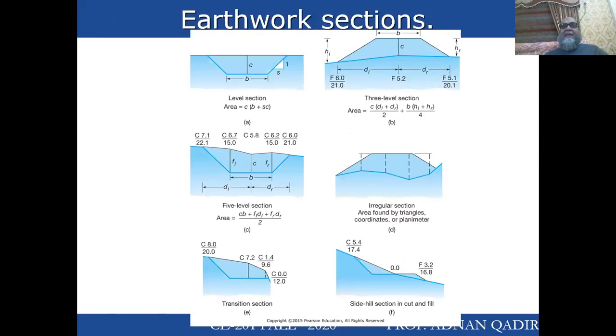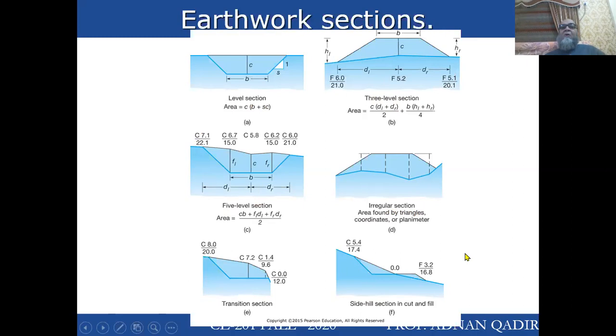So how do you calculate the area of these earthwork sections? There is a simple template given to you and you have to understand this template. Whenever a problem is given to you, whenever the surveyor gives you this type of level, you have to understand which formula to apply. In other words, is it a level section? Is it a 3-level section? Is it a 5-level section? Is it an irregular section, or is it a transition section, or a side hill section?